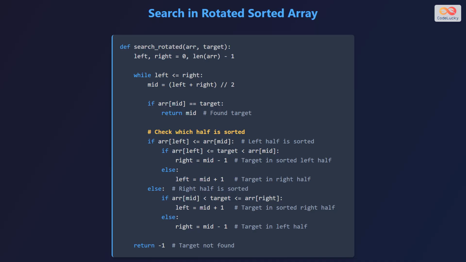Otherwise, the target lies in the right half, so set left to mid + 1. If the left half is not sorted, the right half is sorted. If the element at the middle index is less than the target, and the target is less than or equal to the element at the right index, the target lies in the sorted right half. So set left to mid + 1. Otherwise, the target lies in the left half, so set right to mid - 1. If the target is not found, return -1.